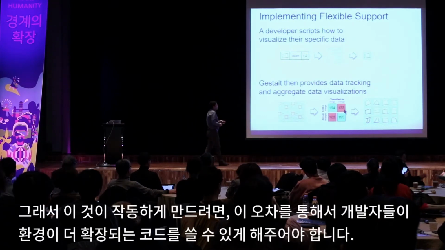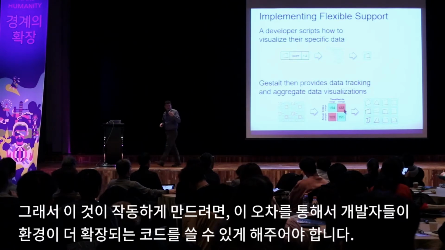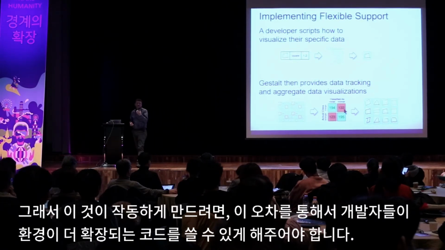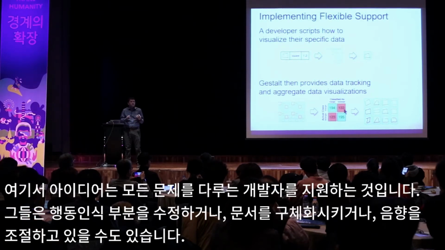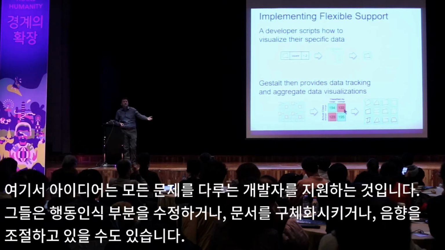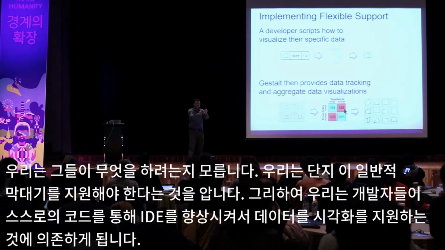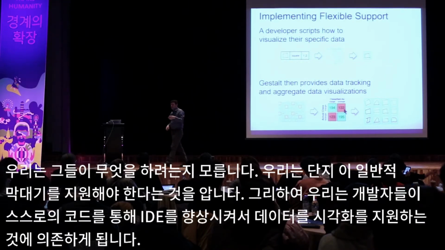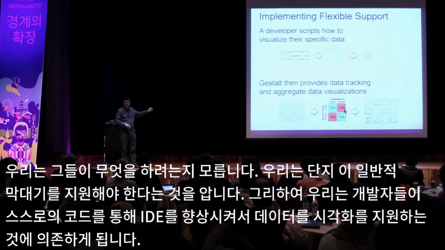And so to make this work, what Gestalt did was it allowed a developer to write code to extend the environment. And so the idea is to support developers working on any kind of a problem. Right? They might be working on gesture recognition, they might be working on document classification, they might be working on something with audio, right? But we don't know what they're trying to solve. We just know that we have to support this general pipeline. And so we rely on the developer to be able to write their own code to enhance the IDE to support visualizations of their data.